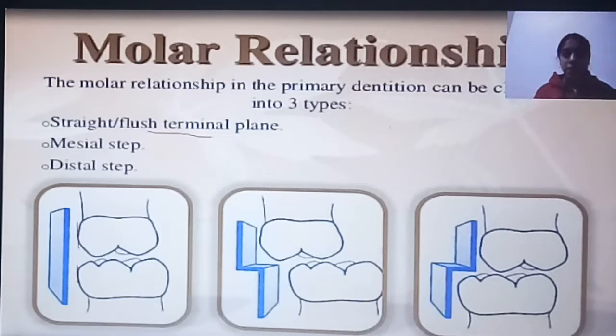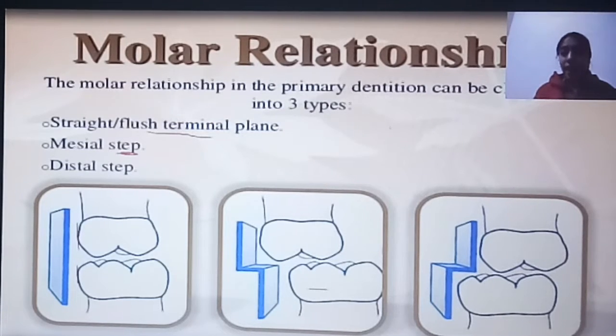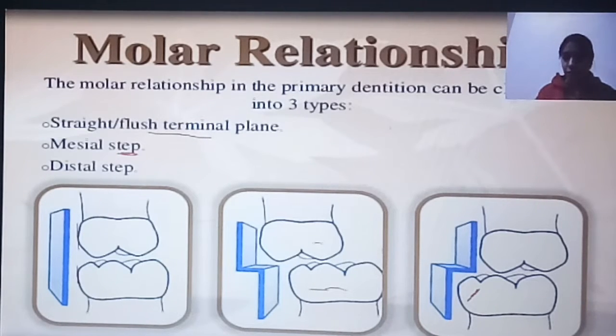Now the mesial step is always present in the lower molar, not in the upper molar. It means that if we are talking about a mesial step, the lower molar moves more mesially than the upper molar. And the distal step means that the lower molar moves distally, that is backwards, as compared to the upper molar. Now let's understand how these relationships present in the deciduous dentition will change into class 1, class 2 and class 3 in the permanent dentition.